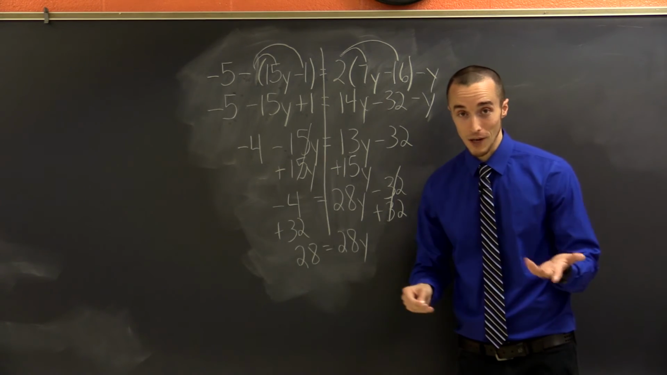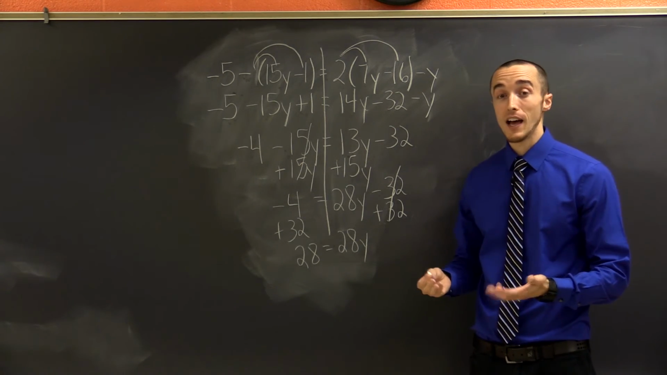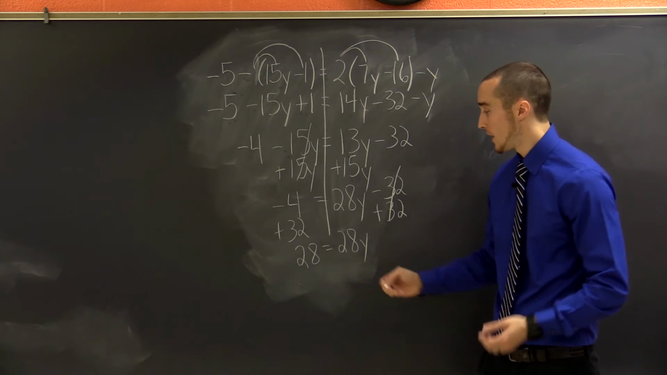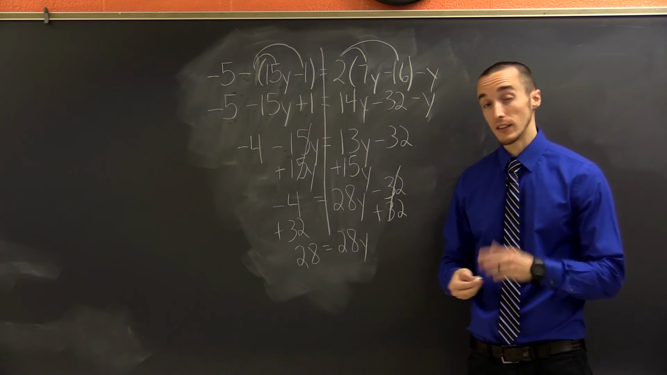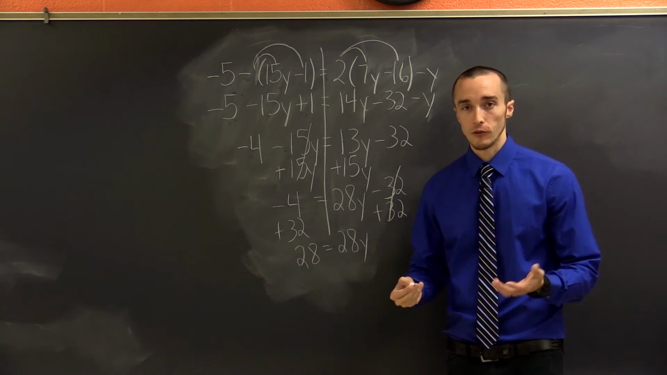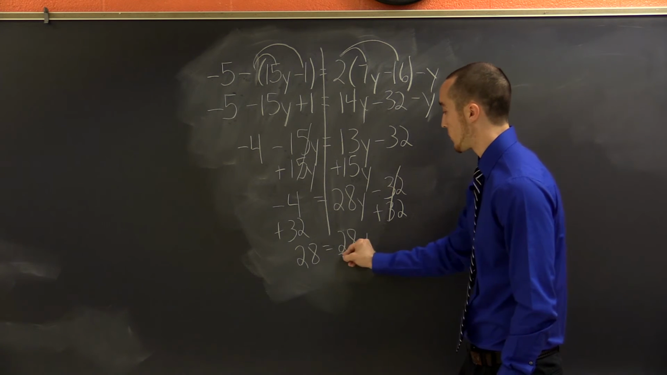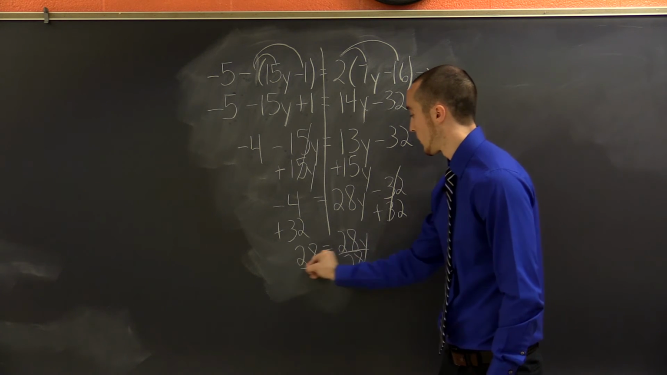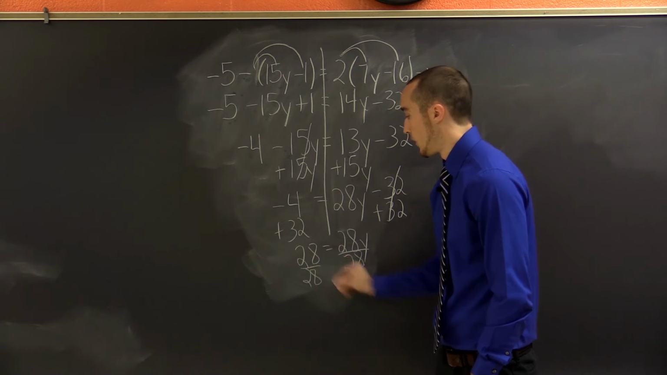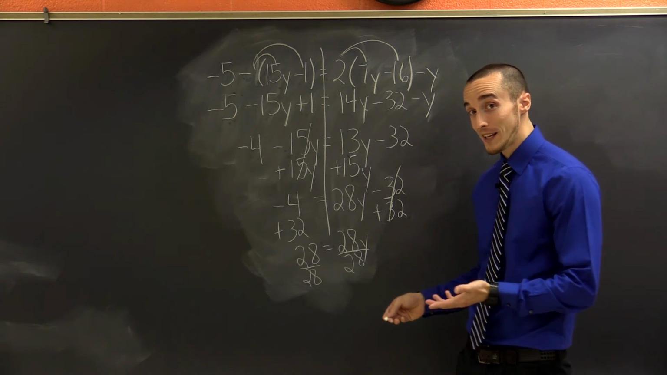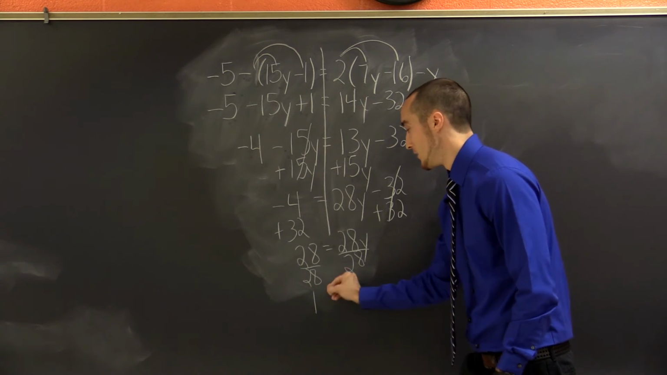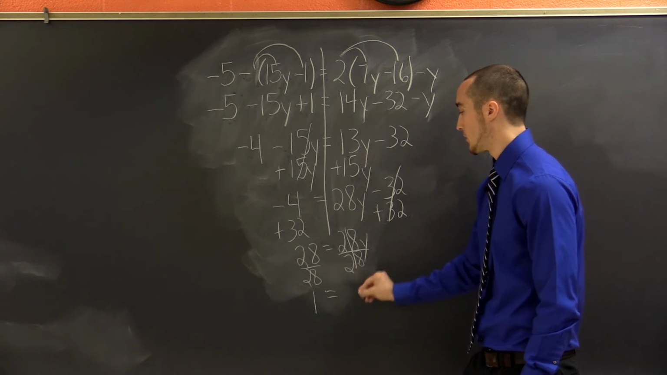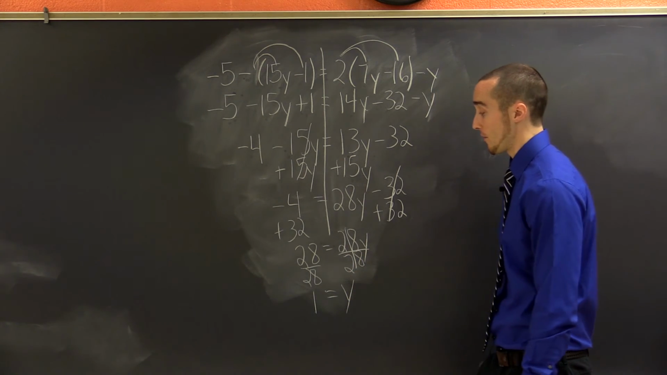And hopefully you can see how we're going to finish this. Our last step is to get rid of our coefficient, which in this example is a 28. That's 28 times y. Inverse operations says divide by 28. So as a final answer, 28 divided by 28 is 1. And since these cross out, that is going to be our final answer.